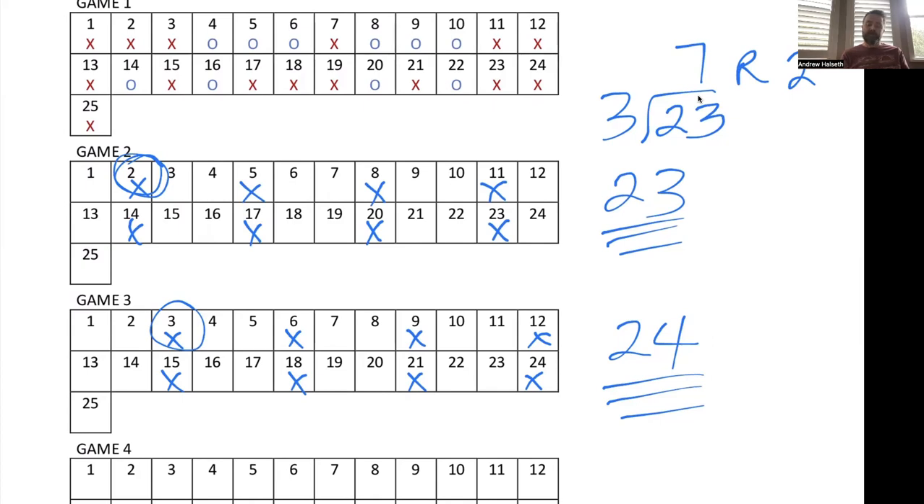So say it was a race to 22, 22 would have a remainder of 1 if I divided it by 3. So I'd want to go first and get 1. If it's a multiple of 3, I want to go second and get on multiples of 3. 3, 6, 9, 12. Notice those are all multiples of 3.